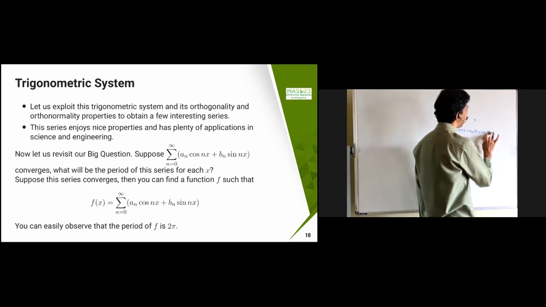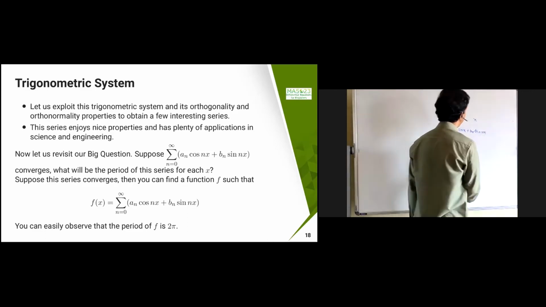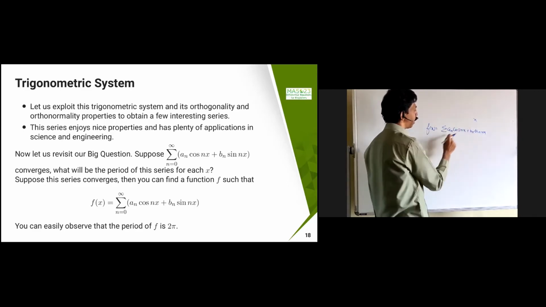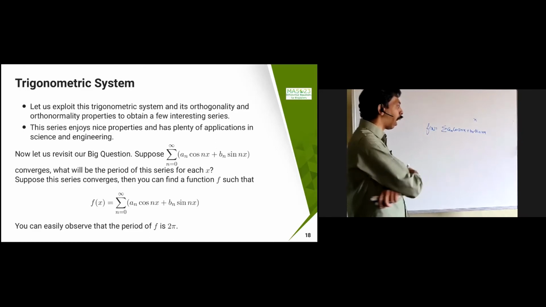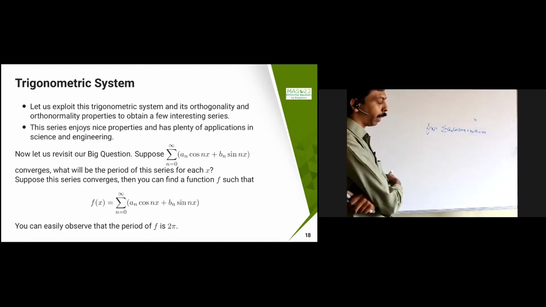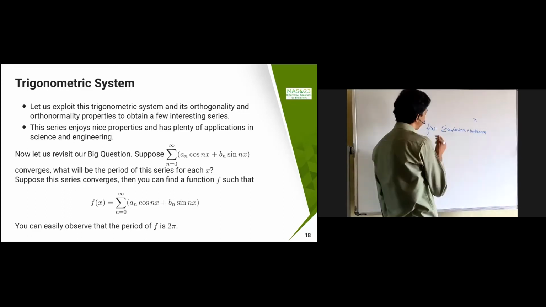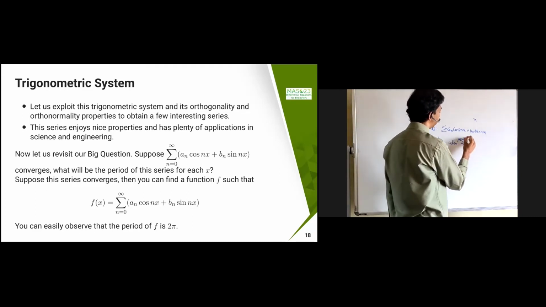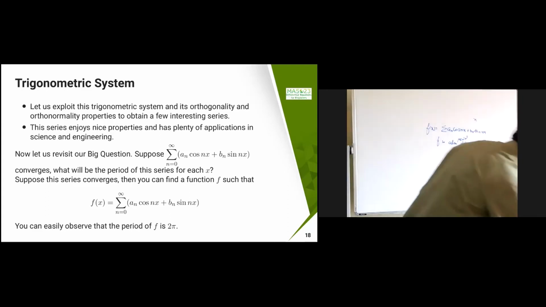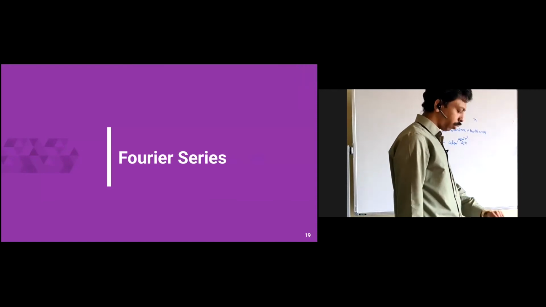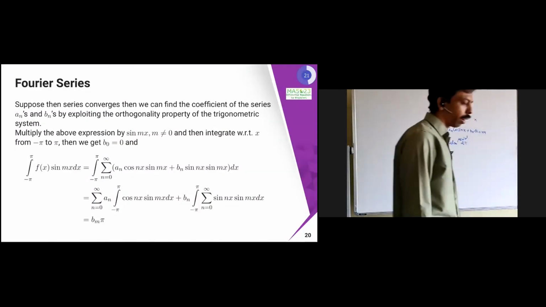Therefore, for each given x, I am going to assign, I am going to define some function f. So for each x, it is going to converge, so f of x equals the summation of a n cos n x plus b n sin n x. So f is a function such that this is satisfied. Since this has period 2 pi, f also has period 2 pi. We are going to use and exploit this to construct the Fourier series. That's what we are going to do in the next 15 or 20 minutes.